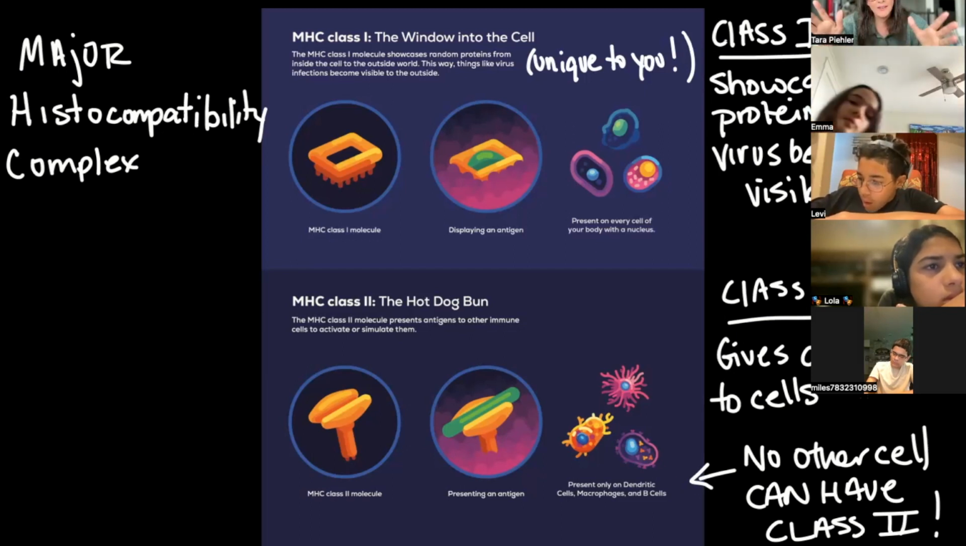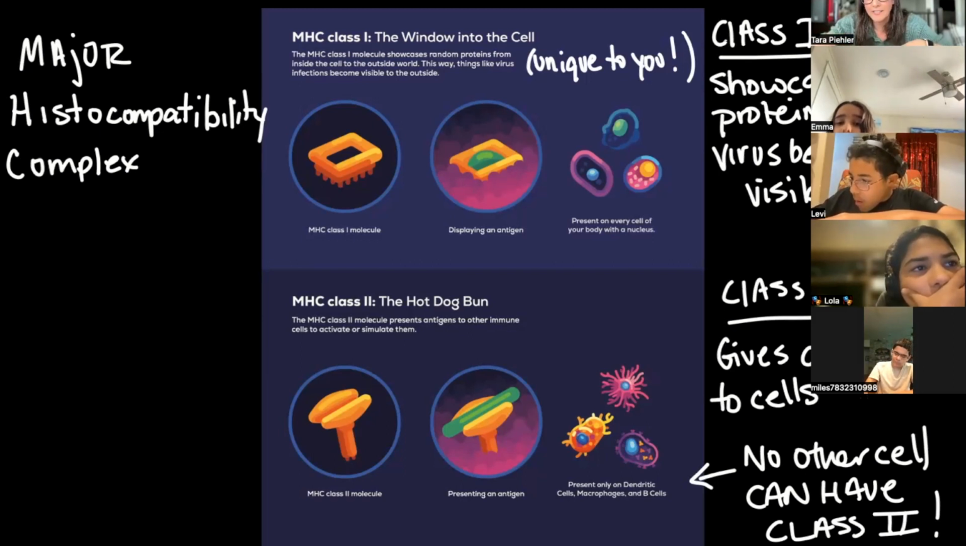So when the big guns of your immune system come out, they can go by the cell, look inside of the cell and see what's going on, right? So it can find the virus. Does this cell have a virus? Nope. On to the next one, okay?